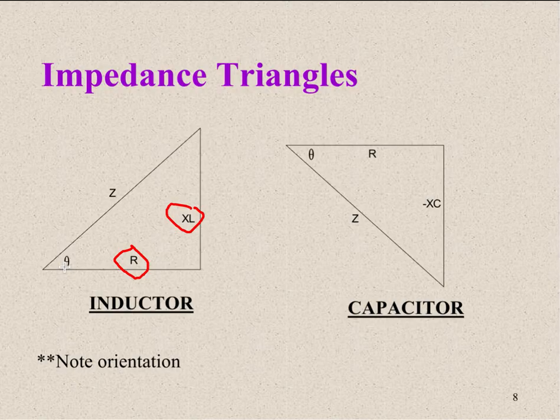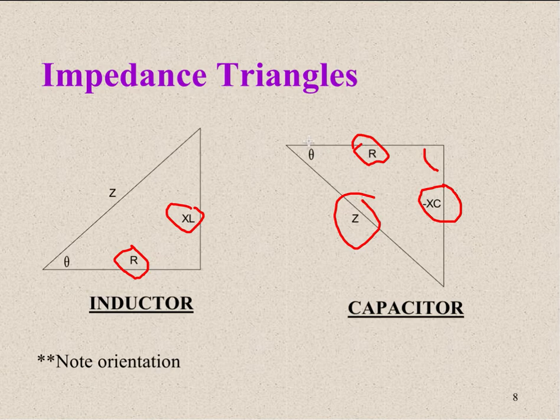For the capacitor, notice the orientation is flipped, but the resistor is still on the horizontal x-axis. I've drawn the X of C down because I said it had a minus 90 degree angle, that's 90 degrees, and this is the impedance. Again, that's the impedance angle determined by trigonometry.